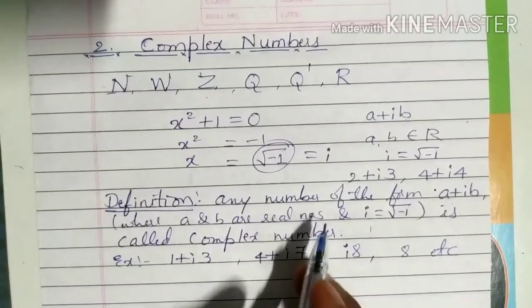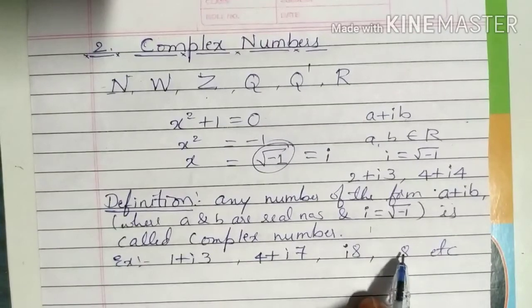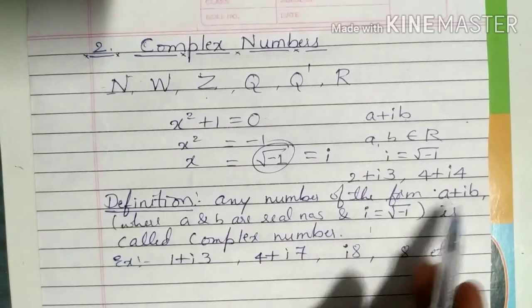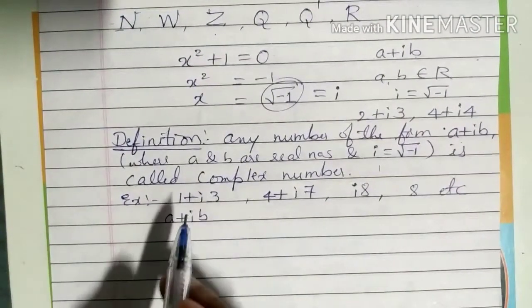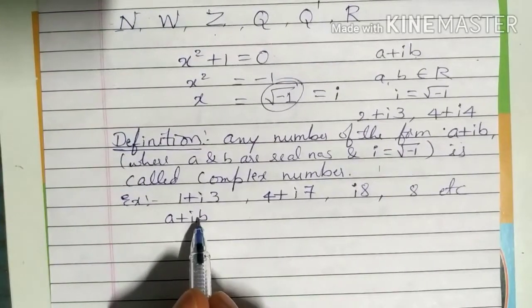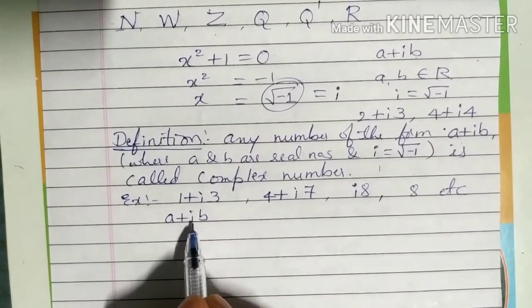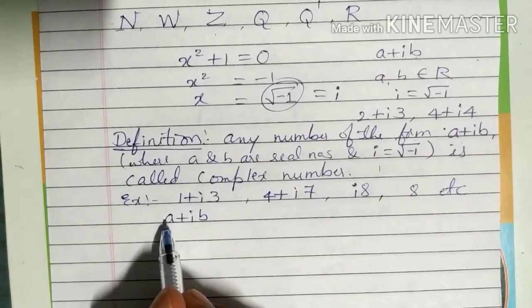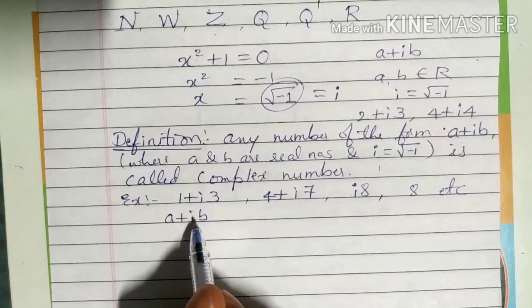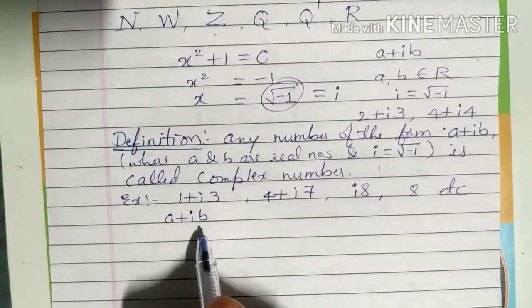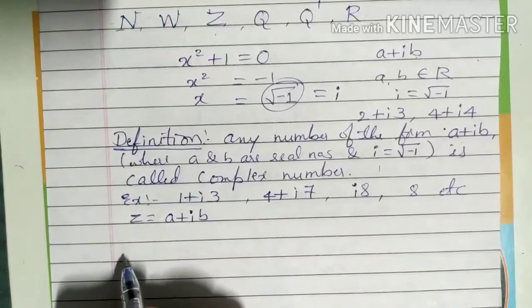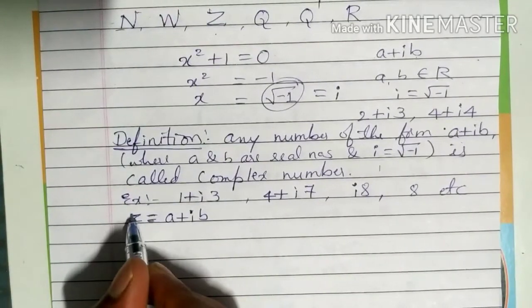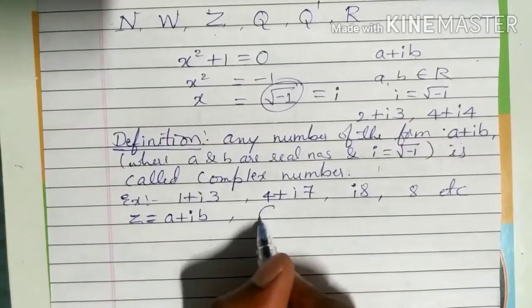Before going to that explanation, any number of the form a plus ib is called a complex number, where a and b are two real numbers. Here you can see that a is independent of i. With a you don't find i as a product, but with b you find i, that is i and b are multiplied. Therefore a, which is independent of i, is called the real part of the complex number. A complex number is denoted by small z, and the set of complex numbers is denoted by capital C.